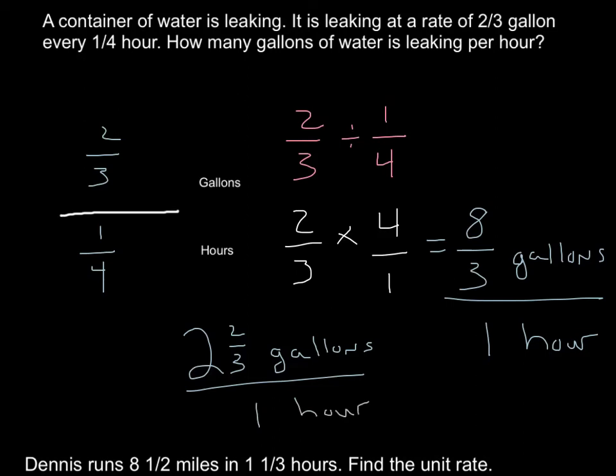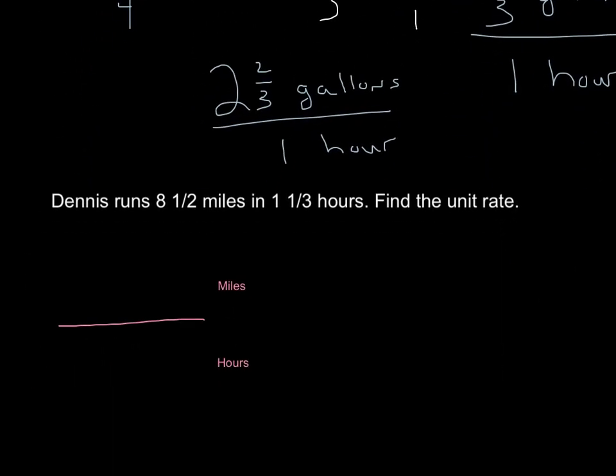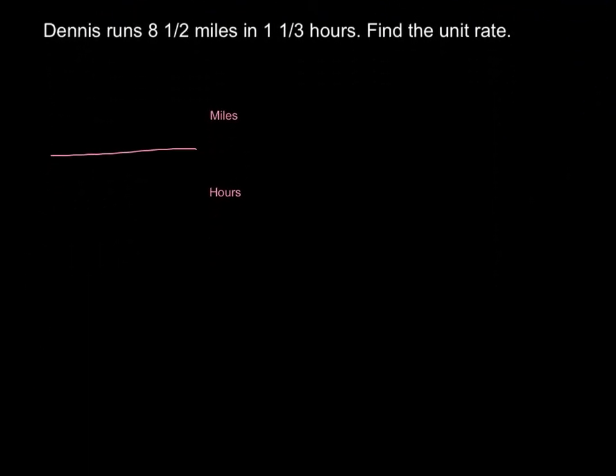Okay? All right, and I do have one more example, and this lesson will be all done. Okay. Dennis runs 8 1/2 miles in 1 1/3 hours. Find the unit rate. Now I have mixed numbers. Okay? The process does not change. I'm still going to put my action over my period of time. So I'm still going to start off with 8 1/2 miles in my numerator over 1 1/3 hours in my denominator. But because I have mixed numbers, we can't really divide, because eventually we're going to have to divide, right? And we can't really divide with mixed numbers.